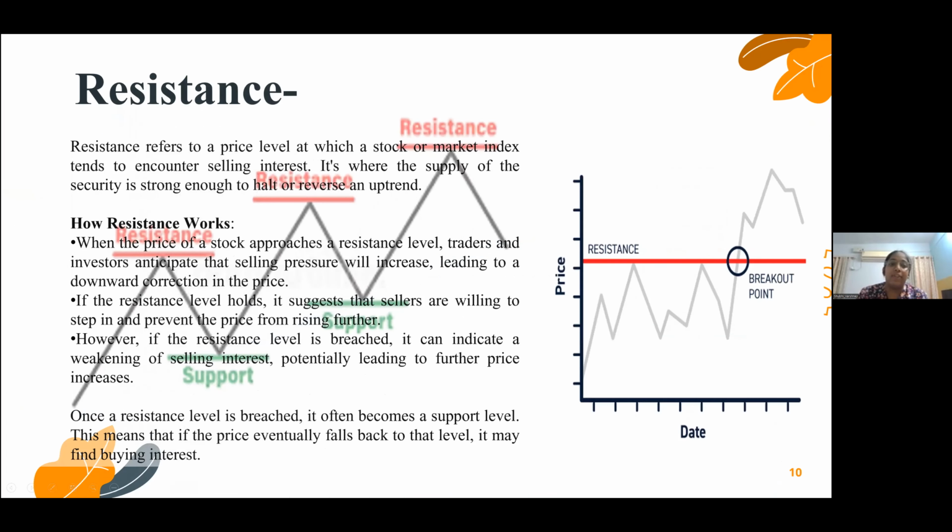Now let us understand what resistance is. Resistance refers to a price level at which a stock or market index tends to encounter selling interest. It is where the supply of a security is strong enough to halt or reverse an uptrend. For example, I had that silver stock which was priced at 5,000 rupees. Now the silver is going up and up, to 10,000, 15,000, 20,000 or 25,000.